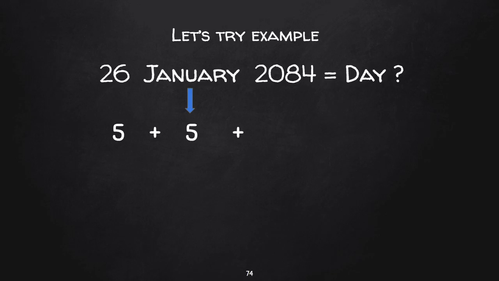And what is the year code for 2084? Well, 2084 minus 84 is 2000, and the year code for 2000 is 0. That means the year code for 2084 is also 0. That means our solution becomes 5 plus 5, which is 10. Drop the multiple of 7. We get 3. 3 plus 0 simply equals 3. That means 26 January 2084 falls on Wednesday.